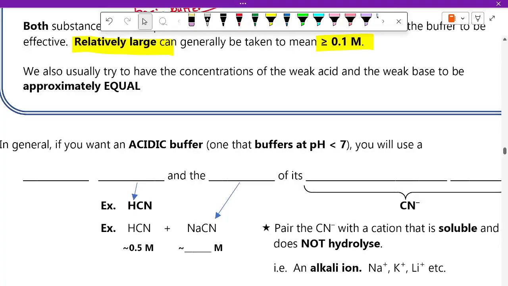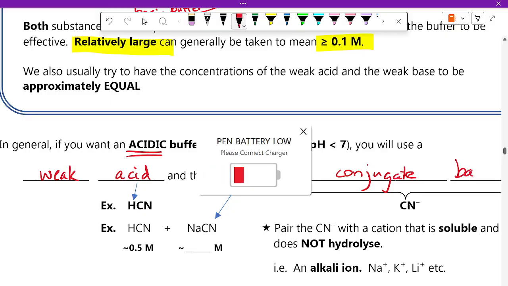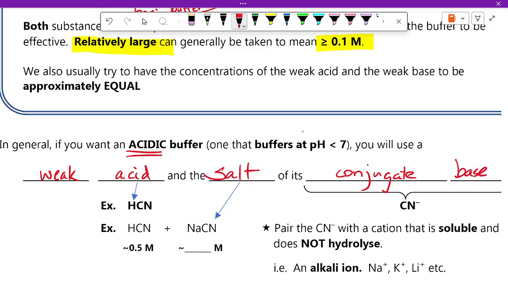So in general, if you want an acidic buffer, you will use a what? Weak acid, and the salt of its conjugate base. I feel like I'm flogging a dead horse here.